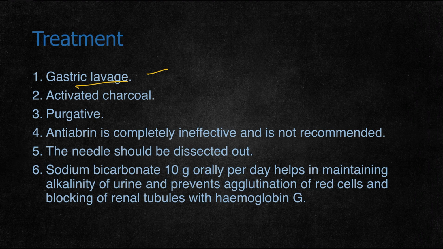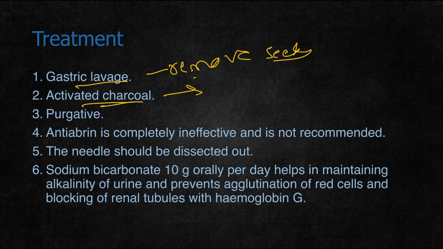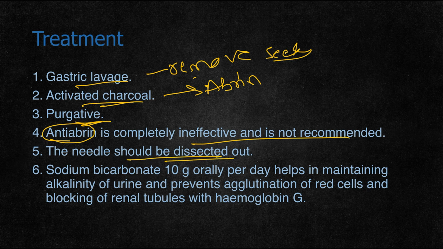Treatment: gastric lavage to remove the seeds from the body. Seeds which are not absorbed have to be removed by gastric lavage. Activated charcoal can be used to remove mainly the active principle, that is Abrine. Purgatives are also useful to remove the remaining seeds. Anti-Abrine is available, but it is completely ineffective and not recommended. If the seeds are present in the body, they have to be dissected out so that Abrine is not released further.